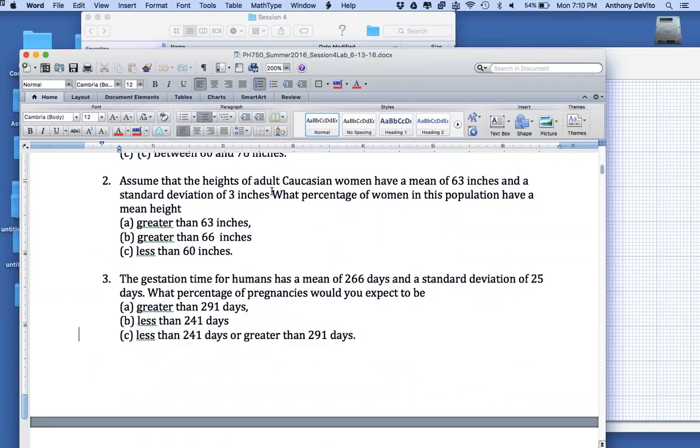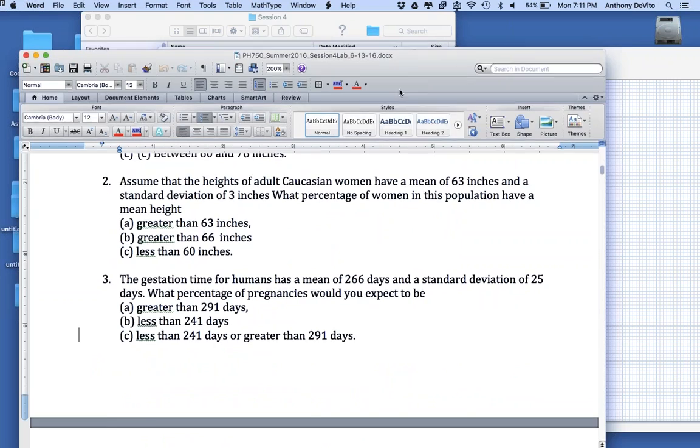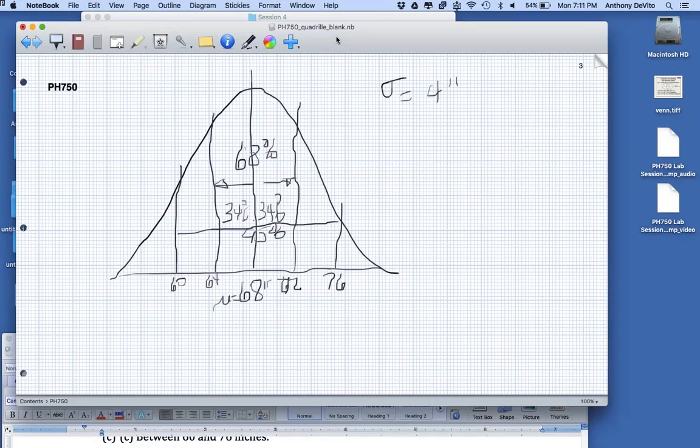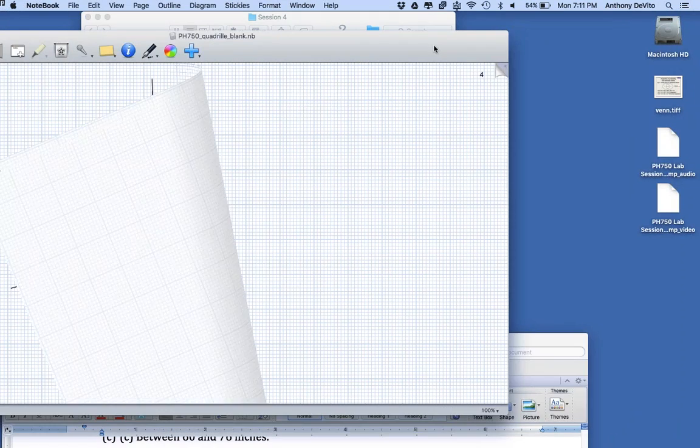Assume that the heights of adult Caucasian women have a mean of 63 inches and a standard deviation of 3 inches. What percentage of women in this population have a height greater than 63 inches? 50%? Okay, greater than 66 inches. Uh-oh. I drew a curveball there, right? Okay, let's sketch another one here.